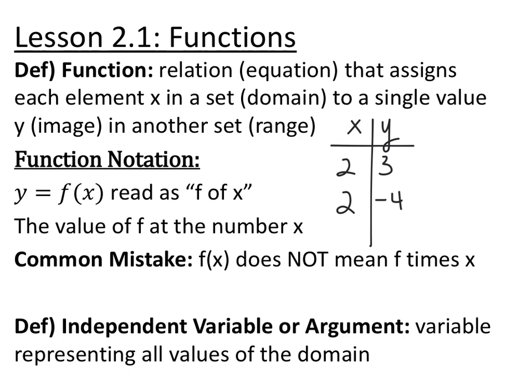So for example, over here, this is not a function because x equals 2 goes to y equals 3 and x equals 2 goes to y equals 4. The way that we write function notation is with this f of x. It's not f times x, it's f of x. And then the independent variable or the argument are all the x values or the domain.